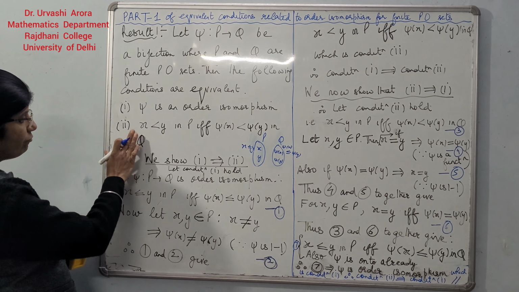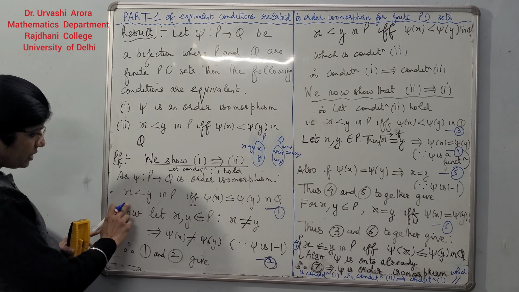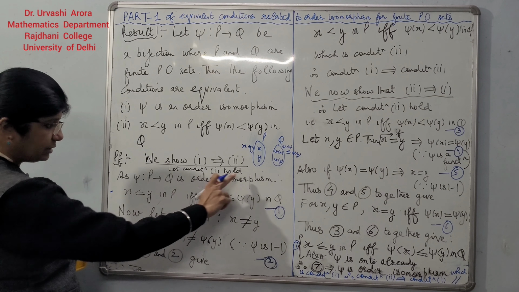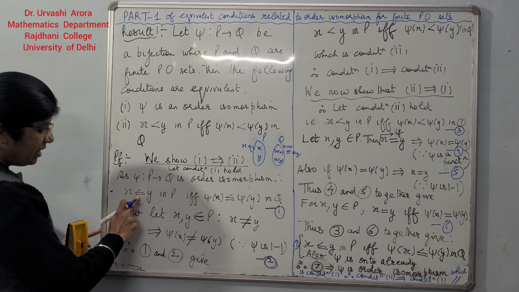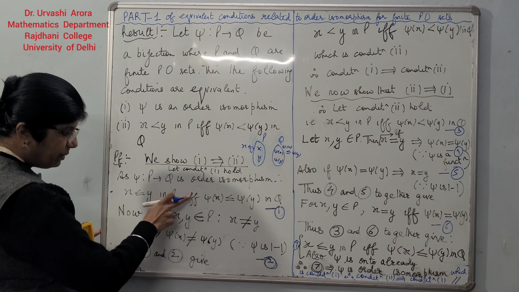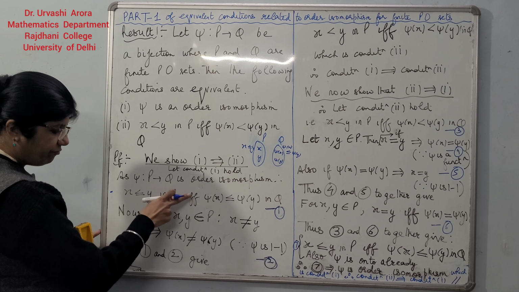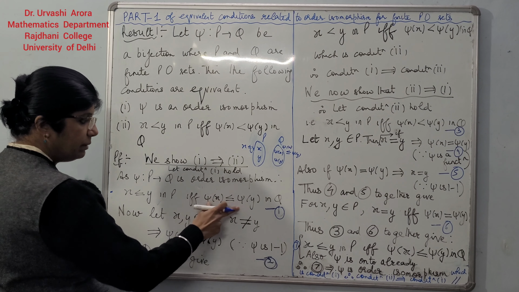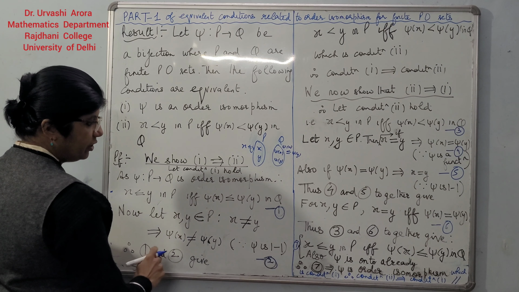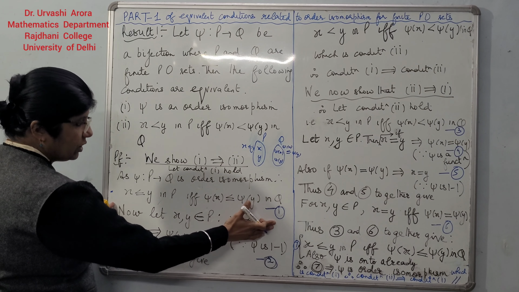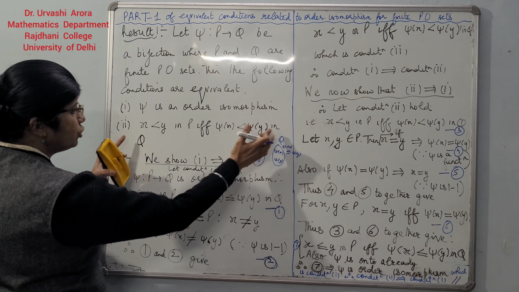Now we have to show that 2 is true. So here, of course, we have got this particular condition that if x is related to y in P, then this implies and is implied by, if and only if means implies and is implied by, that their images are also related in Q. So here we have got this one, but what you have to show is condition 2, where the equality is not there. There is no scope of equality over here.